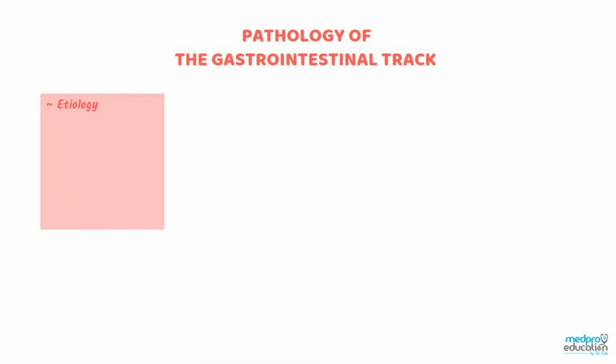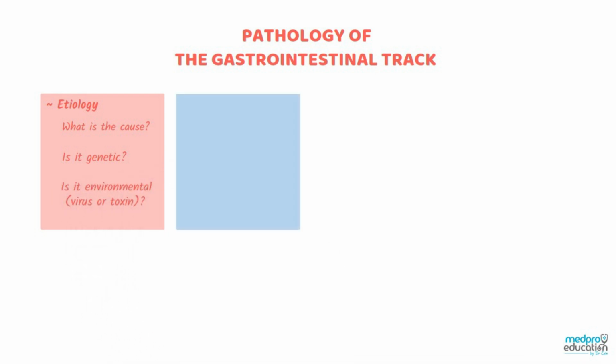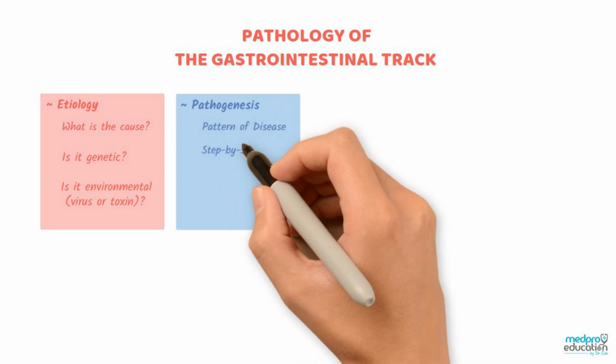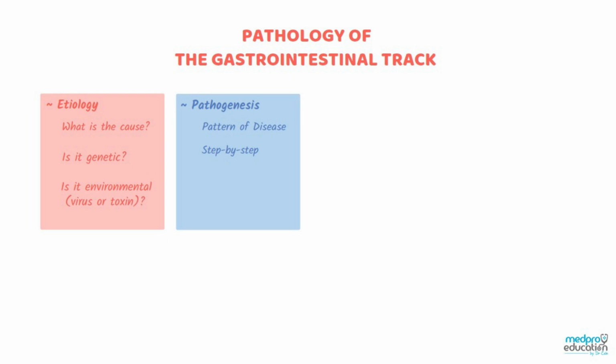First, etiology. What is the cause? Is it genetic, like an inherited mutation, or environmental, like a virus or toxin? Second, pathogenesis, the pattern of cellular injury. This is the step-by-step story of how the initial cause leads to the disease.